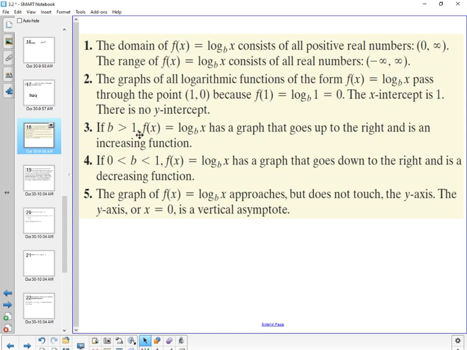If b is greater than 1, then the graph goes up and to the right and is an increasing function. If it's a fraction, it's going to be a decreasing function. And it does not touch the x-axis. Sorry, it does not touch the y-axis. It approaches it but doesn't touch it.